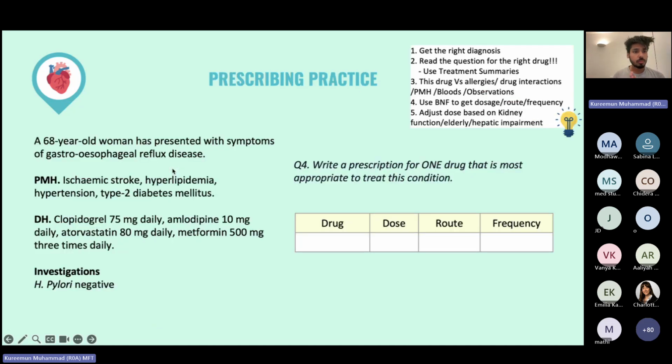Next question. A 68-year-old woman has presented with symptoms of GORD, gastroesophageal reflux. Past medical history: ischemic stroke, hyperlipidemia, hypertension, type 2 diabetes. The patient is on clopidogrel, amlodipine, a statin, and metformin. The investigations included H. pylori negative. Which drug would you be prescribing for this patient that is most appropriate to treat this condition? Just put your answer in the chat. Let's see.